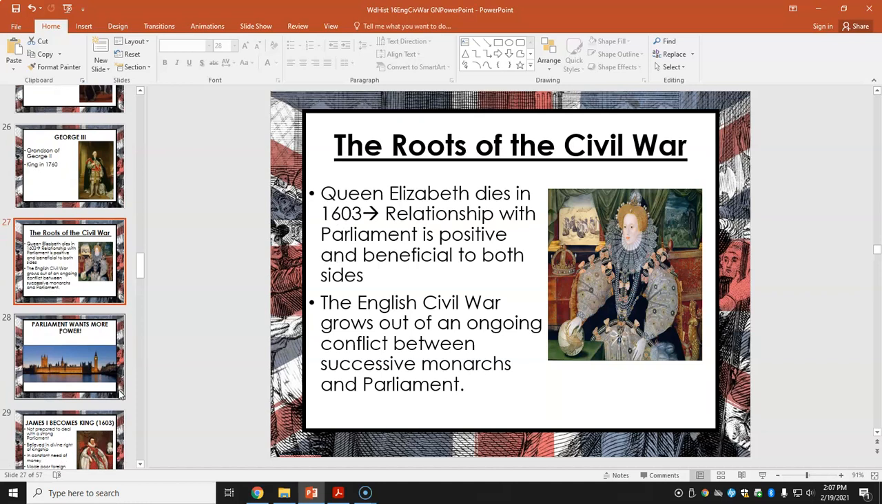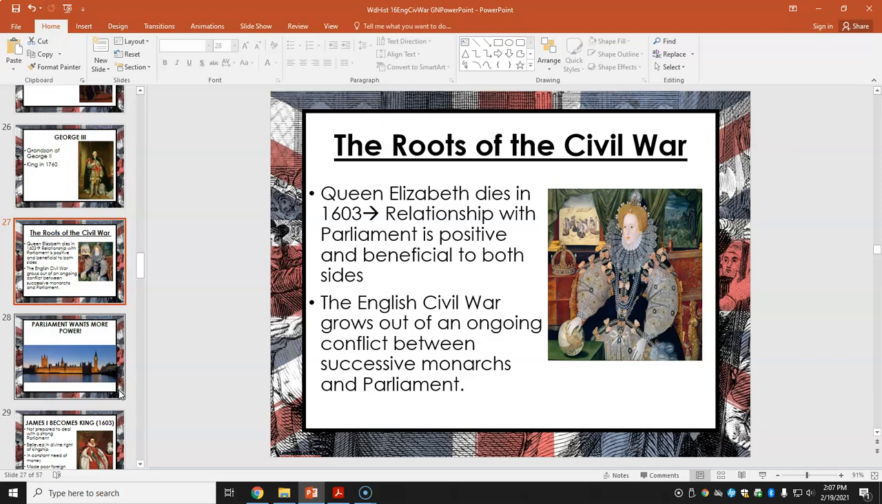So the roots of the Civil War: Queen Elizabeth dies in 1603. There was a relationship with Parliament between the Queen and Parliament. It was typically good at this point. She tried to work with Parliament, and they also tried to work with her, so it was beneficial to both sides. Now, it says the English Civil War grows out of an ongoing conflict between successive monarchs and Parliament.